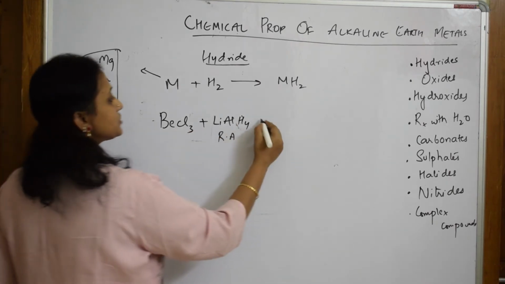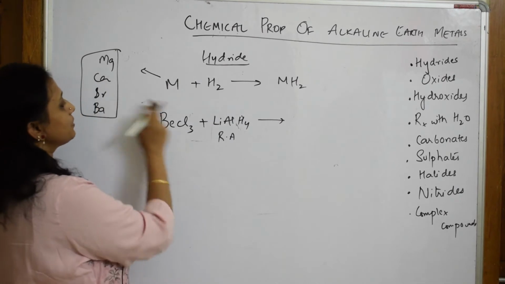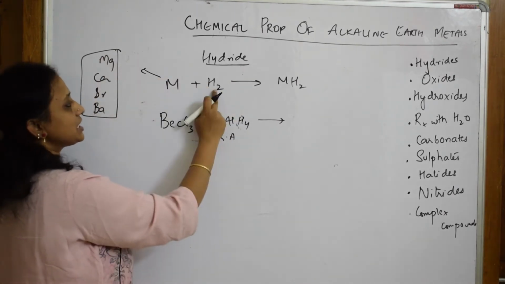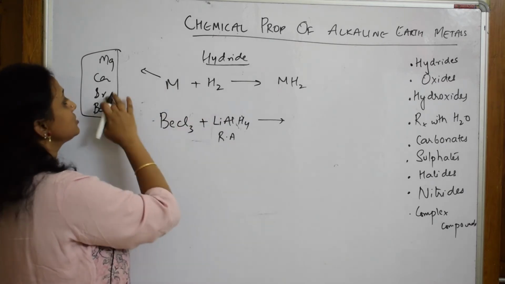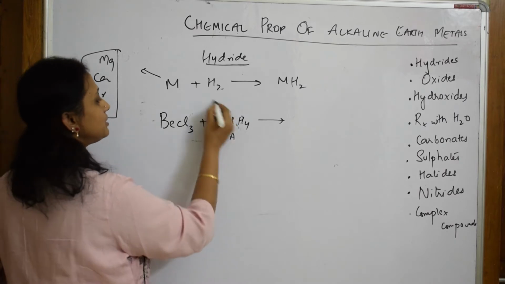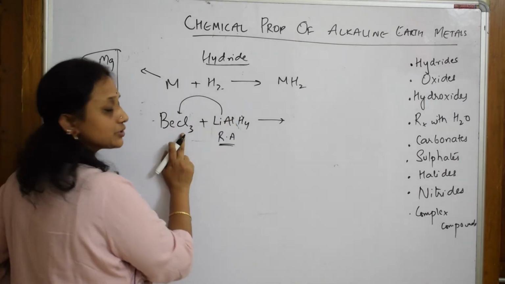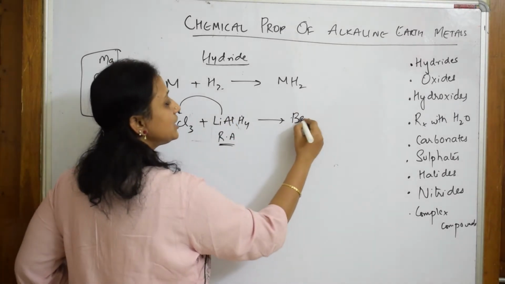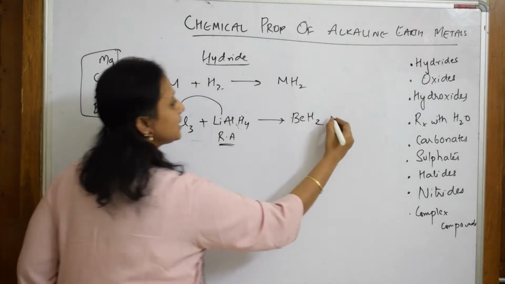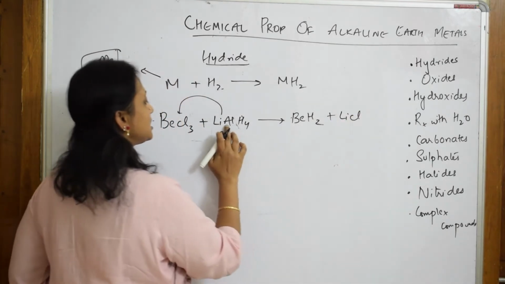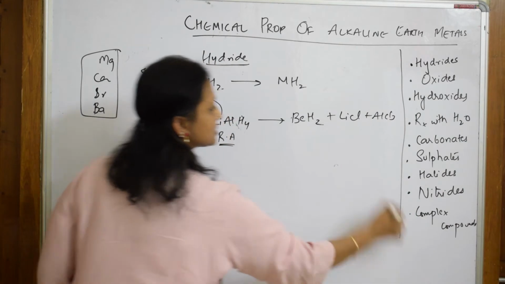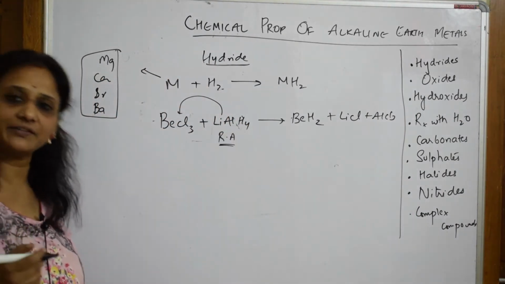So let's start. I need to prepare BeH2. Normally the remaining all will be prepared like this: magnesium plus hydrogen, calcium plus hydrogen, strontium plus hydrogen, barium plus hydrogen. But in this case, lithium aluminium hydride, being a reducing agent, is going to add hydrogen and we're going to get BeH2. After that, lithium chloride and aluminium chloride. So all these three are formed. Remember, this is how beryllium hydride is formed.